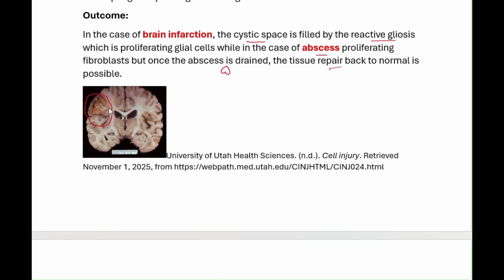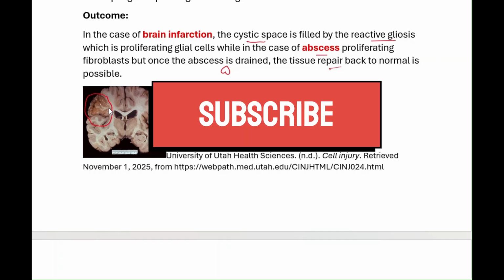So not to prolong this lecture, we're actually going to split the necrosis into 2 or 3 part lecture. This is going to be the first part of the lecture, and in the next video, I'm going to talk about the remaining types of necrosis.